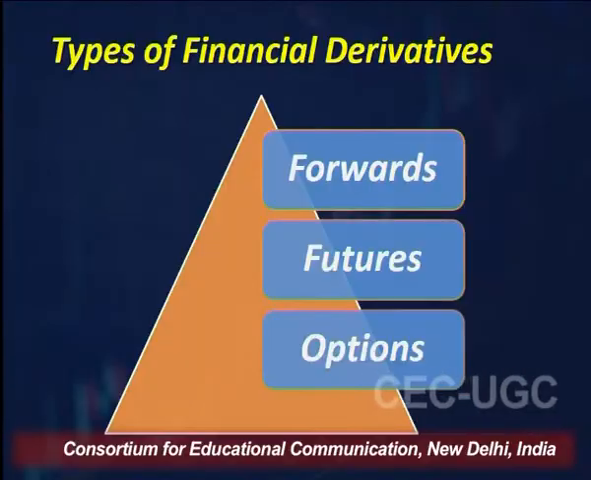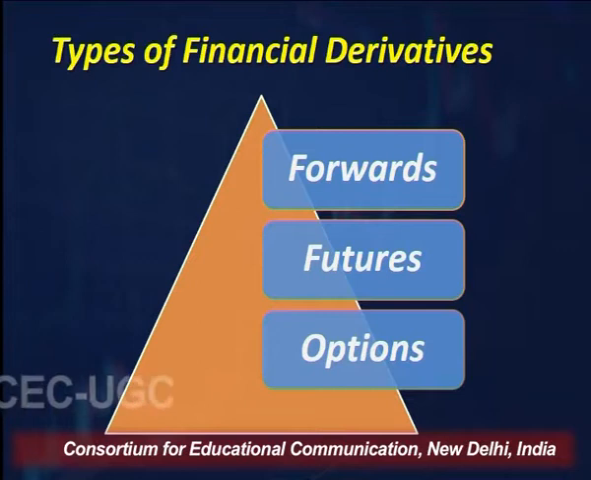And then you can talk of simple derivatives, complex derivatives, forwards, futures. There are different types of derivatives, and we'll be talking about them in detail. The parties who are interested, the participants, may be hedgers, speculators, or arbitrageurs. So these are the various issues I talked about in my previous lecture on derivatives. I also talked in length about the forwards, when I was speaking about the types of financial derivatives.